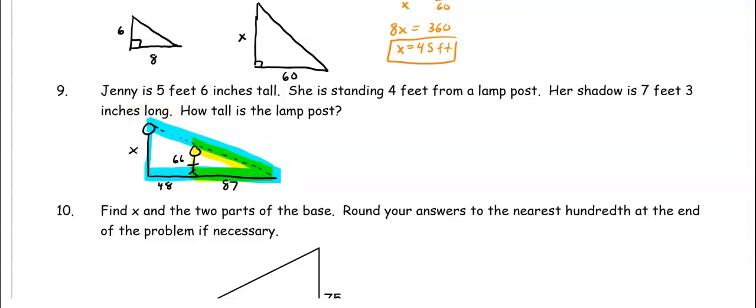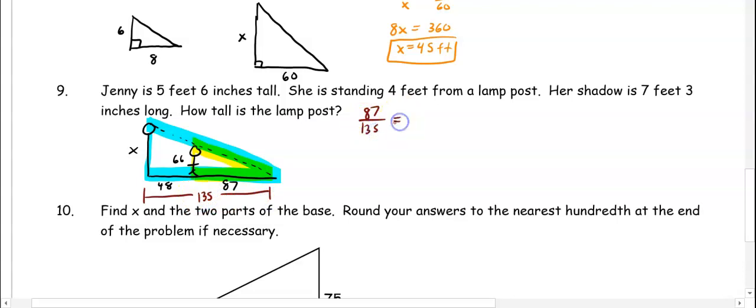So as we set up our proportion here, we would have 87 over the full length of the side. So when we add 87 plus 48, we get 135 inches over Jenny, which is 66 inches, and we want to figure out how tall the lamppost is. So as we cross multiply here, we get 87x is equal to 8,910. So when we divide by 87, we get x is about 102.41 inches.